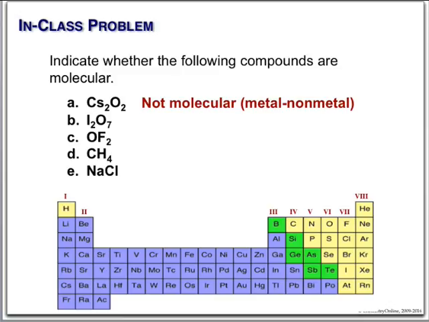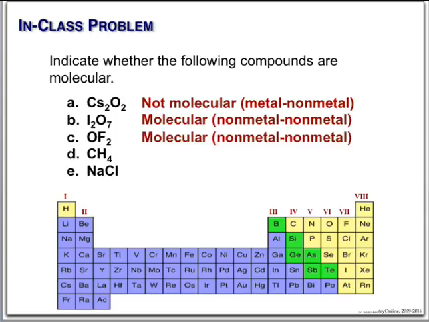Diiodine heptaoxide. Oh my gosh. We'll learn next week how to name these things, but diiodine heptaoxide. Iodine is here. Oxygen is here. They're both yellow. This is a molecular compound. Oxygen difluoride. Oxygen, group 6. Fluorine is right next door. It's molecular.